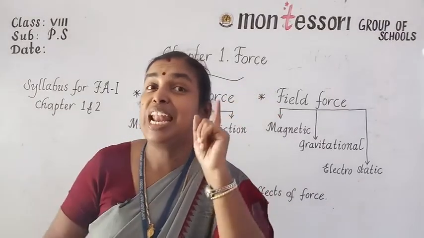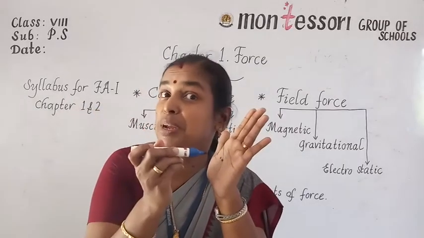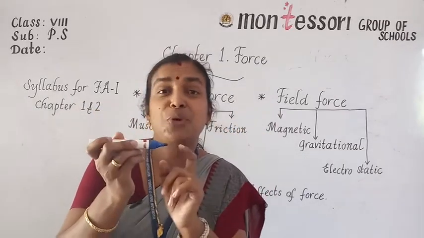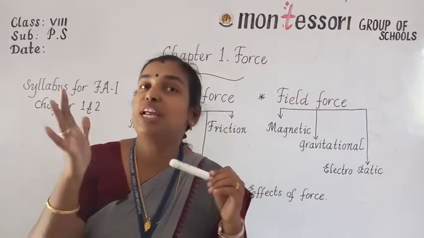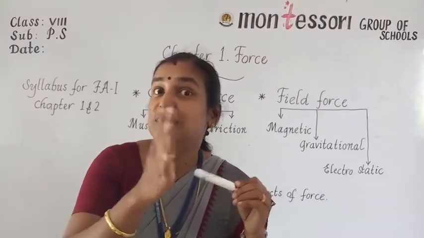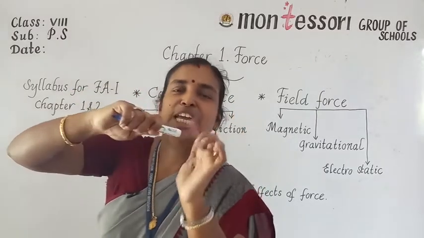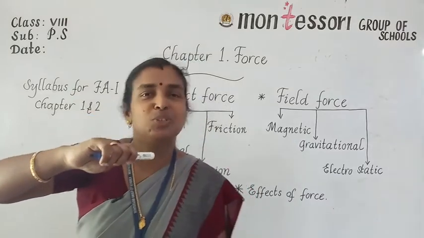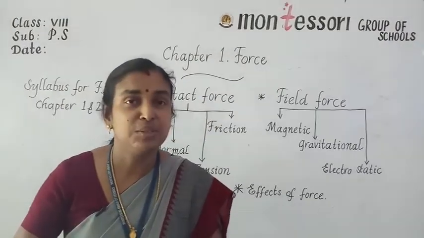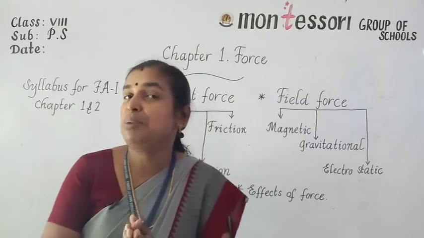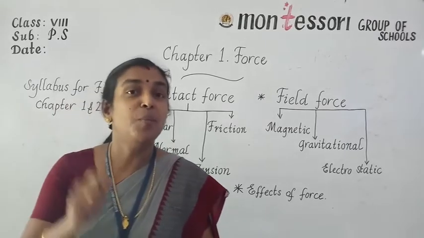You will feel less pain. When you press the sharpened edge, what happens? The area of contact is very less, so you feel more pain. Why? Because pressure is more. When you press the other edge, the area of contact is more, so pressure is less. In short, whenever there is more area, pressure will be less. Whenever there is less area, pressure will be more.